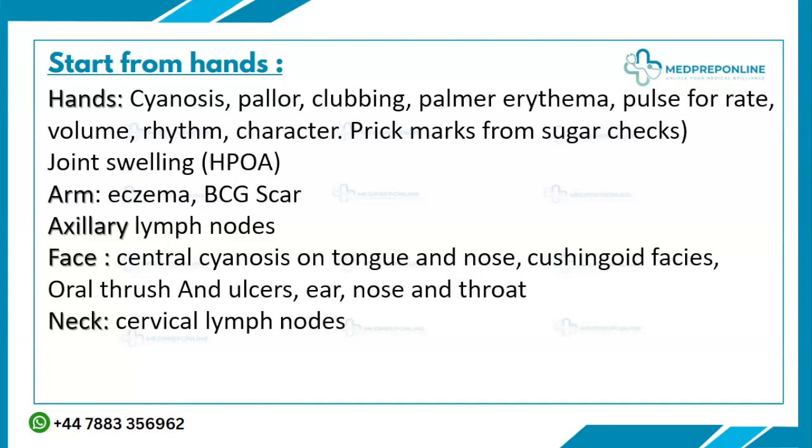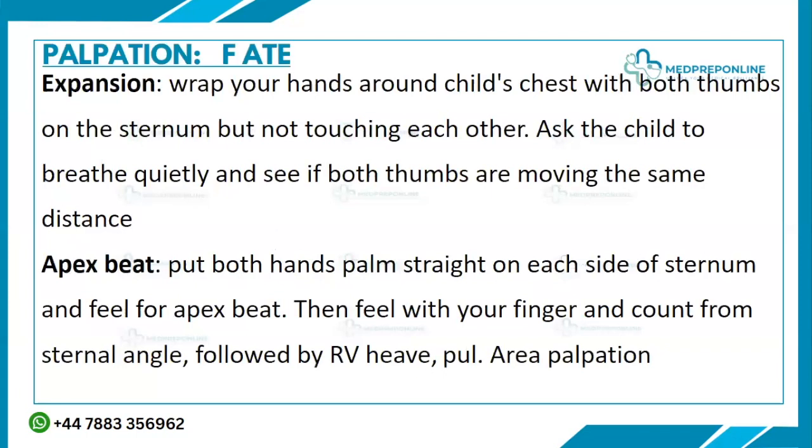You can leave the face and neck in the end, and you can move to the chest, or you can just have a general survey of the face at this time as well. See for any central cyanosis, any Cushingoid facies associated with asthma, steroid treatment, oral thrush. And you can examine the neck for the cervical lymph nodes at this point of time. So you've very smoothly moved on from the hands to the axillary lymph nodes to the neck, and then you can move to the chest.